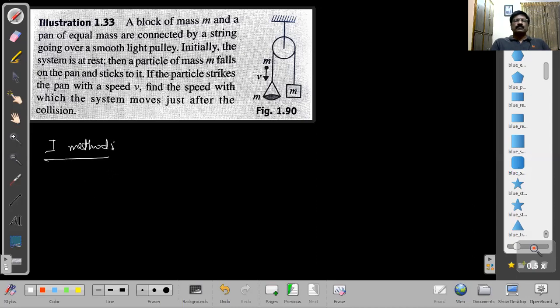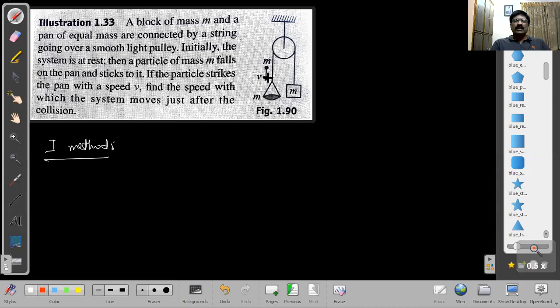You see here, initially the pan and this block of mass M both have the same masses, both are joined by means of a string as in the diagram. That's why both stand at the same level and they are in equilibrium only. At that time there is no motion in the block and pan. At that time, the particle of mass m is made to collide with the pan with a speed v.